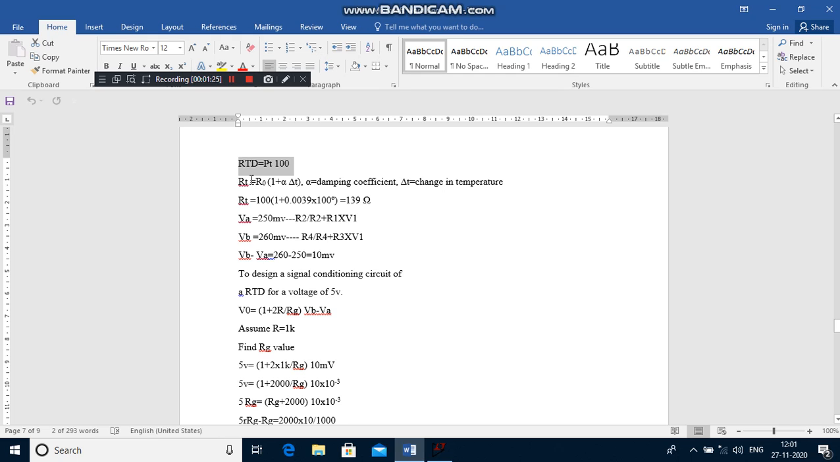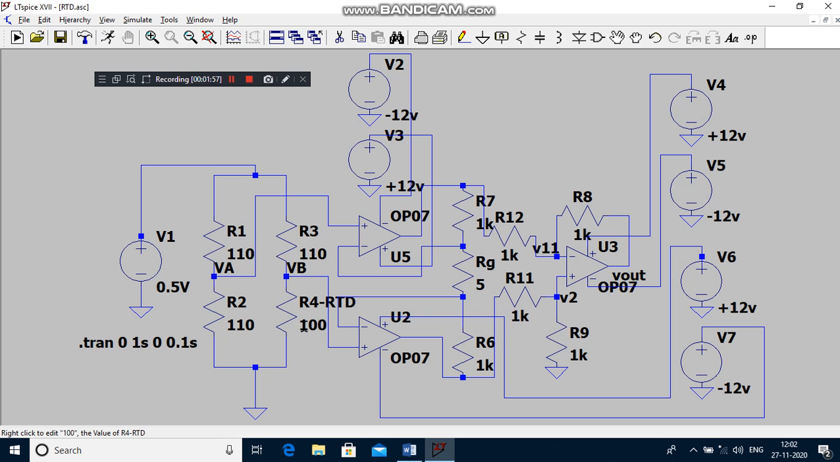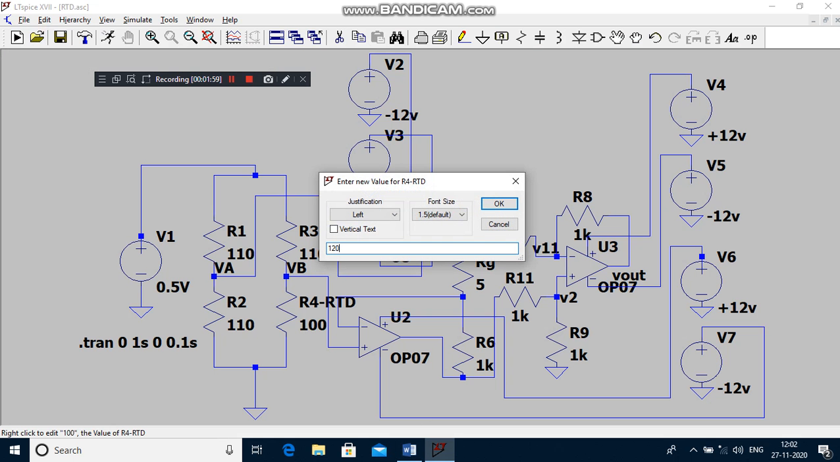Okay. So the formula to find the change in resistance from 0 to 100 degrees Celsius is RT equal to R naught into 1 plus alpha del T. R naught means at 0 degrees Celsius the resistance value is 100 ohms. Alpha means the temperature coefficient value for platinum, which is equal to 0.0039. Del T means change in temperature. So we have to measure the change in resistance for 100 degrees Celsius. Okay. So what is the value? 139 ohm. So you have to change the value from 100 ohm to 139 ohm manually.